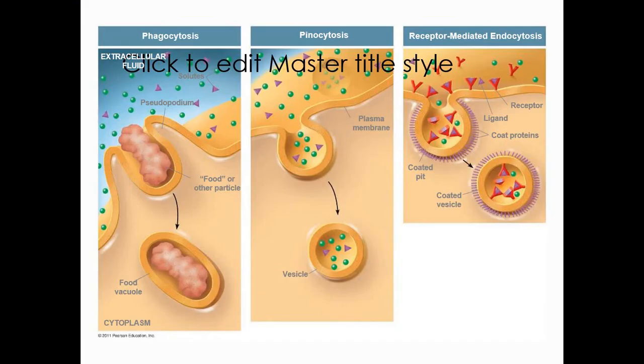So here, okay, let's look at this. We have phagocytosis, right? These are the solutes, and remember that these are all endocytosis, okay? And then this is the big food, okay? Because it's eating. So this is the food or other particle, a big particle. So it will form like this. The membrane will eat that huge molecule, and then it closes. It will leave as a food vacuole, enclosed as a food vacuole.